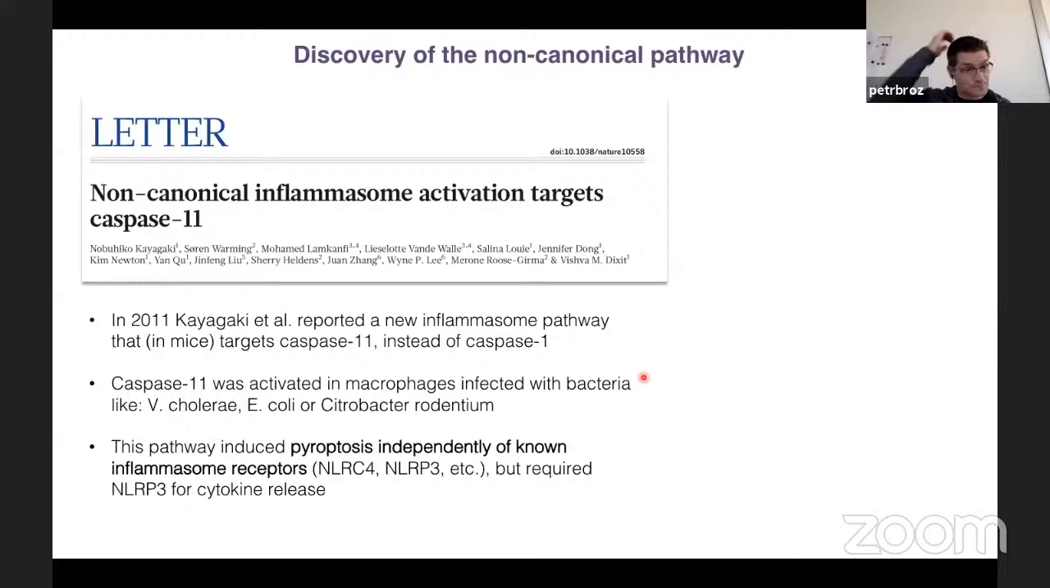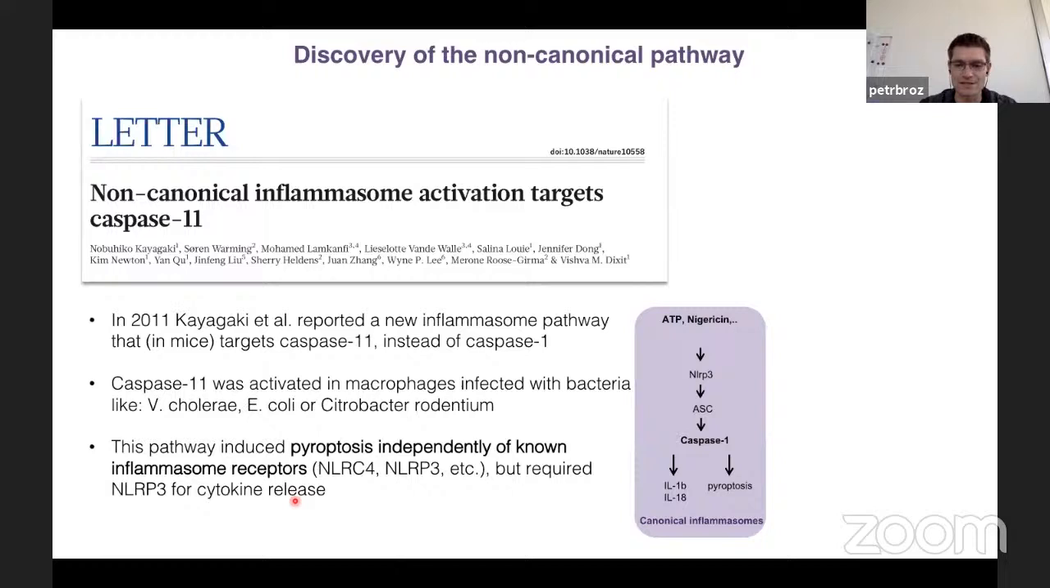So the non-canonical pathway was first reported in 2011 by Vishva Dixit's group in Kayagaki et al. here in Nature, where they showed that this new inflammasome pathway targets caspase-11 instead of caspase-1. And they showed that during infection with different bacteria, for example Vibrio cholerae, E. coli, or Citrobacter rodentium, interestingly, this pathway was able to induce pyroptosis independently of all known inflammasome receptors like NLRC4 and NLRP3, but required NLRP3 for cytokine release.